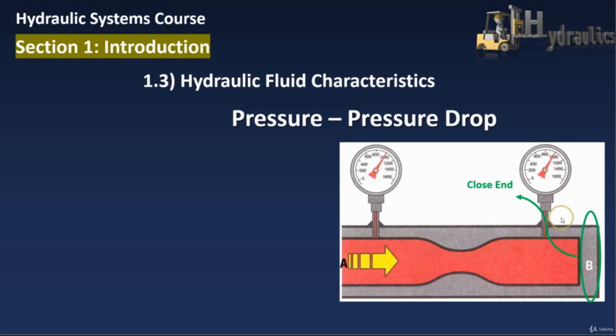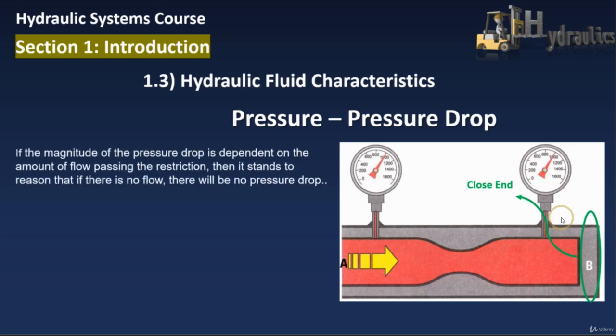However, if the pressure in the fluid is lower, then the energy in the fluid is less. And as the law of physics states, energy cannot be destroyed. Therefore, the difference in energy must be given off in the form of heat. So, if the magnitude of pressure drop is dependent on the amount of flow passing the restriction, then it stands to reason that where there is no flow, there will not be any pressure drop. And it is obvious here, both gauges record the same reading.